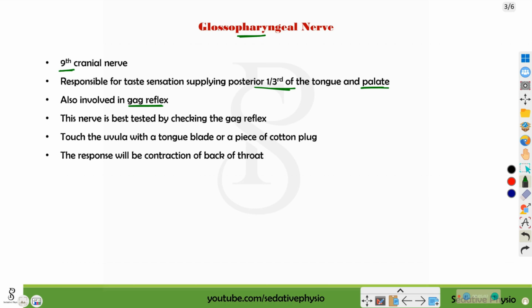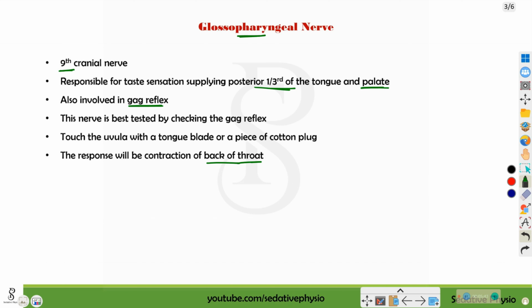What will be the response? The response will be the contraction of the back of the throat. Since this is a reflex activity, there will be a sudden contraction of the back of the throat. This is the gag reflex. So, if there is a gag reflex seen in the patient during the glossopharyngeal nerve assessment, then you have to just chill, because the glossopharyngeal nerve is very normal.